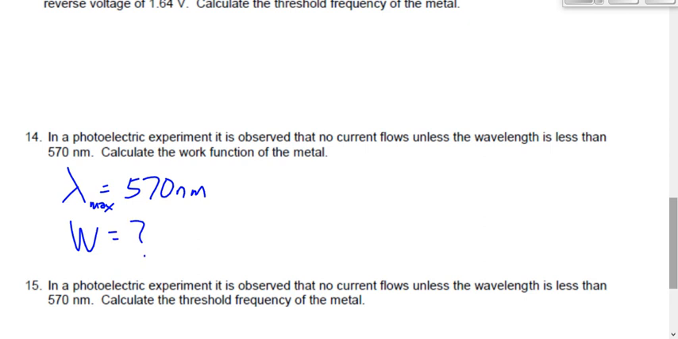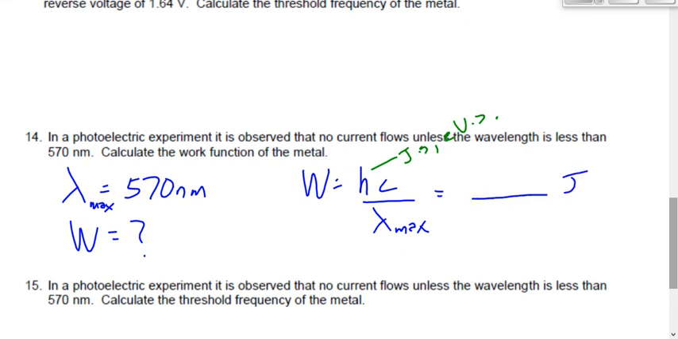Now, this is actually a pretty straightforward question. If you catch what Kobe got there, and that is that lambda max is 570, now we're just going to say W is equal to hc over lambda max. You can do Planck's constant in whatever units you want, joule seconds or electron volt seconds, it doesn't matter. Whatever you do it in is what you get your answer in. If you do it in joule seconds, you're going to get joules. If you do it in electron volt seconds, you're going to get electron volts.